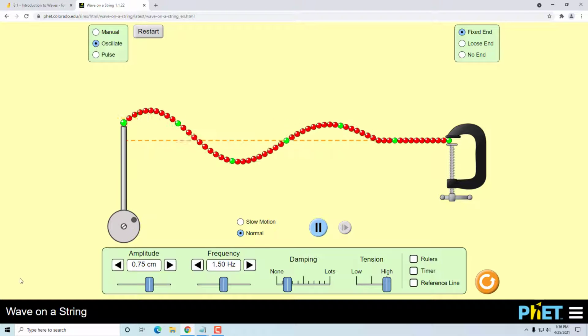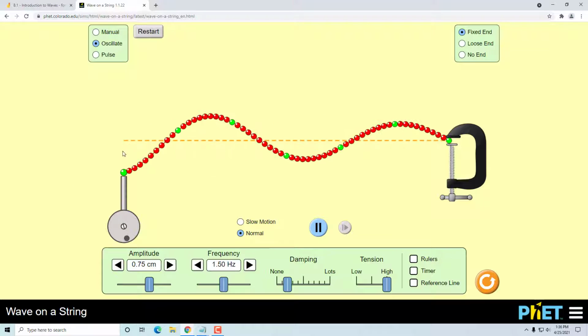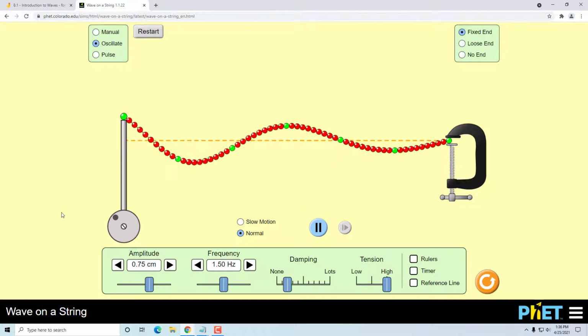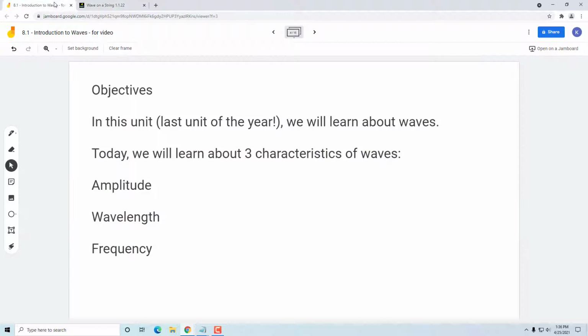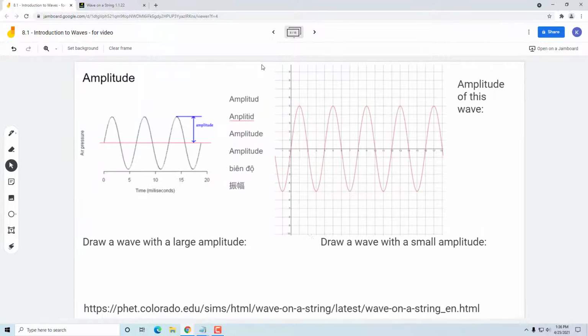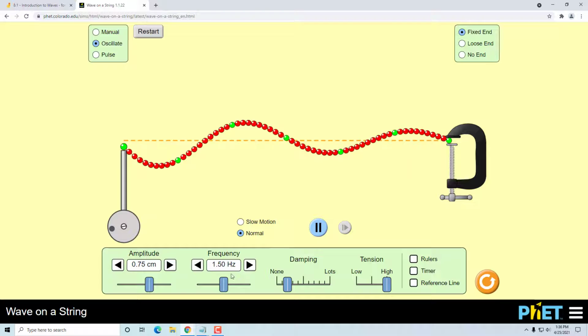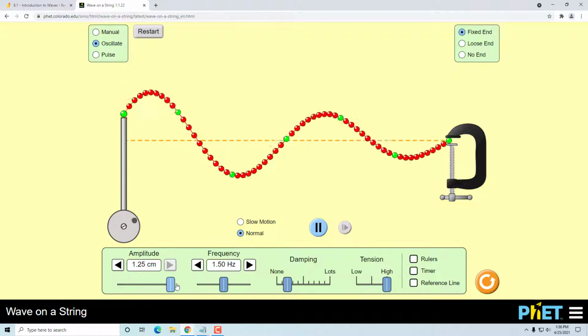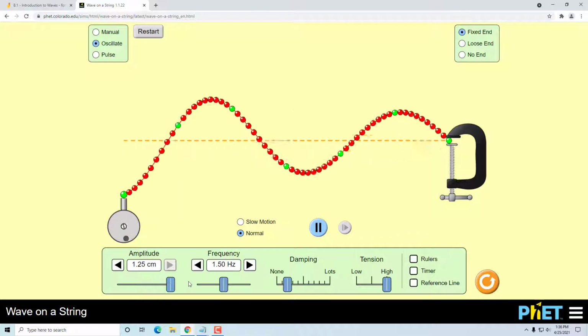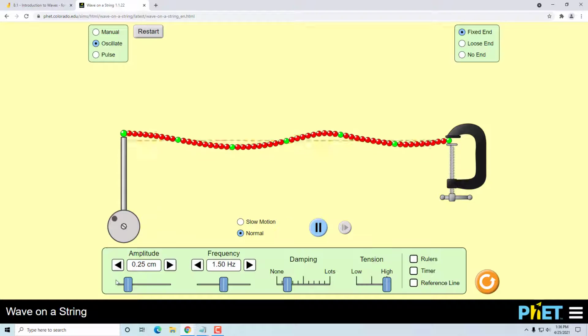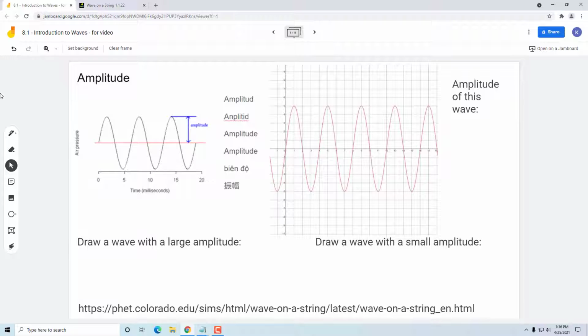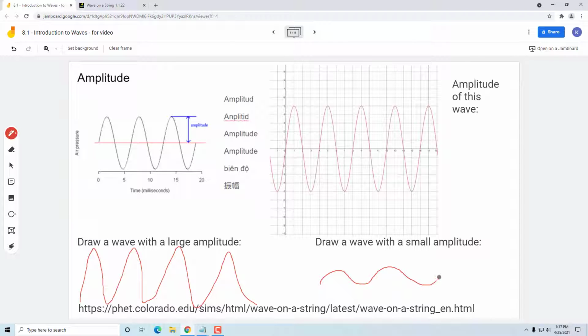Here we have a wave. When we move this up and down, we generate a wave. Amplitude tells us how large a wave is. So if we make the amplitude larger, the wave gets bigger. If we make the amplitude smaller, the wave gets smaller. So this wave has a larger amplitude than this one. This wave has a smaller amplitude.